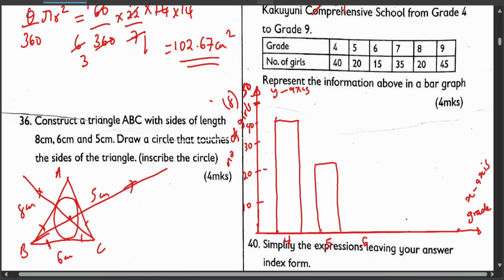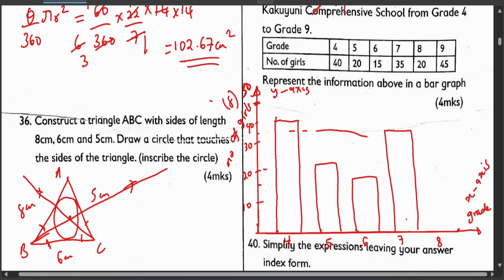For grade 6, skip another box. Entering grade 6, it reaches 15. 15 is in between 10 and 20, so most probably it will be here. For grade 7 it reaches 35. Most probably it will be there. Okay. And for grade 8 it is 20 again. Grade 8 at 20 will be there also. So let's say here 20 is here.